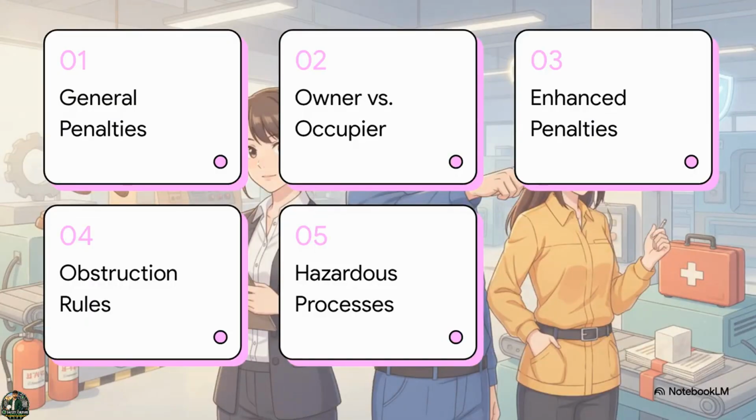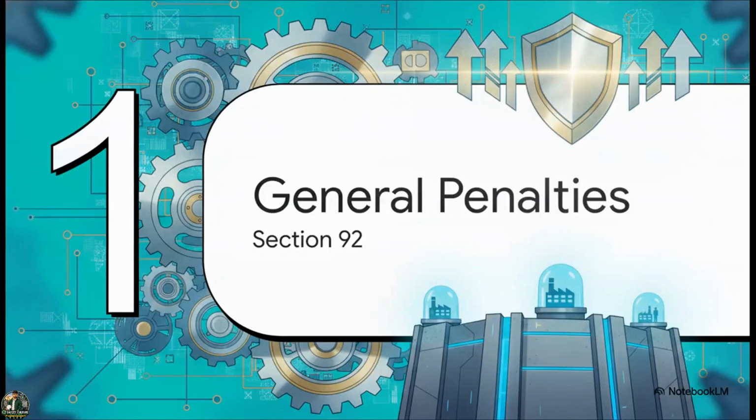We're going to track the escalation of accountability across 5 main areas. First, general penalties. Second, owner versus occupier liabilities. Third, enhanced repeat penalties. Fourth, obstruction and confidentiality. And fifth, hazardous processes. Let's get right into it. Starting off with Section 1, general penalties under Section 92.